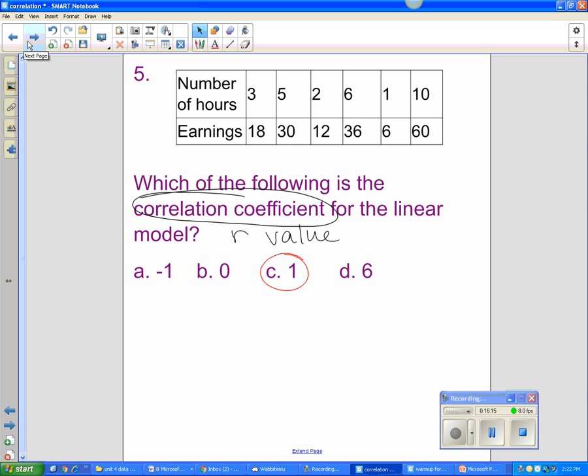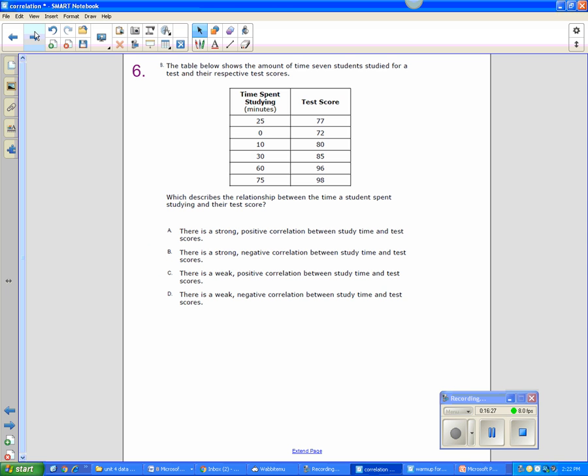When it says R squared and just R, is it ever going to be different? Sometimes there'll be different numbers, but you always want the R, not the R squared. Just ignore the R squared. Okay. All right, number 6.